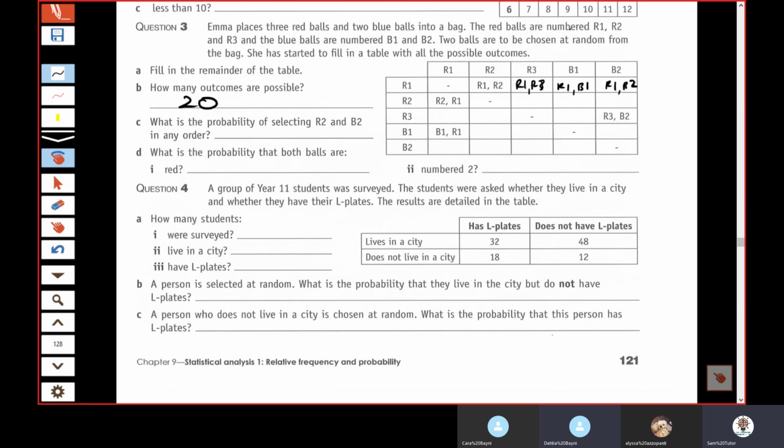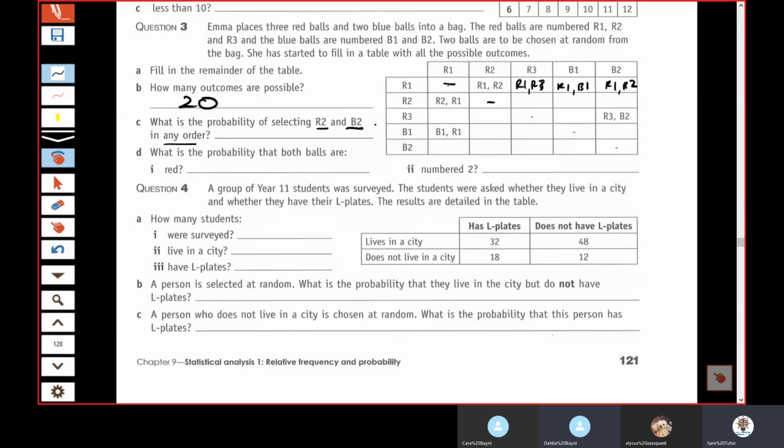Unless there were 2 red ones, which there isn't, or if they said they were replaced, which it doesn't say either, so you can't. That's why they've got the dashes there. So yeah, just 20.